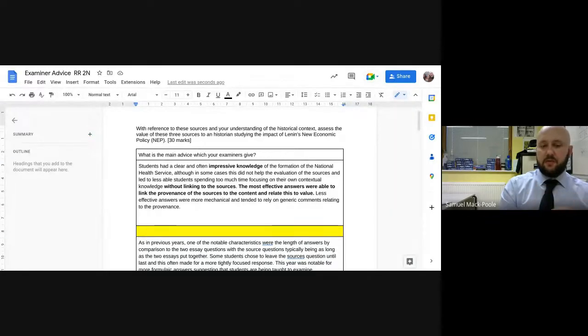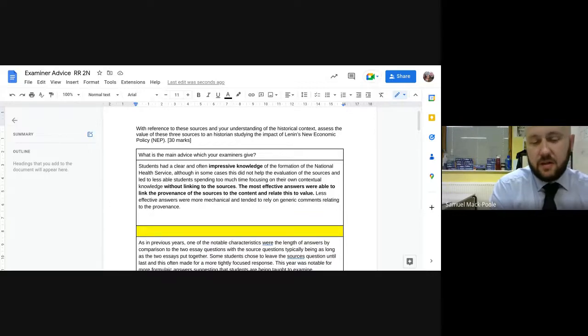Now, the examiner advice from AQA is not actually given wholly from that paper, but essentially the skills are the same. So we're looking at the skills that you need to assess source value. So an example type of question is, with reference to these sources and your understanding of the historical context, assess the value of these three sources to a historian studying the impact of Lenin's economic policy, NEP.